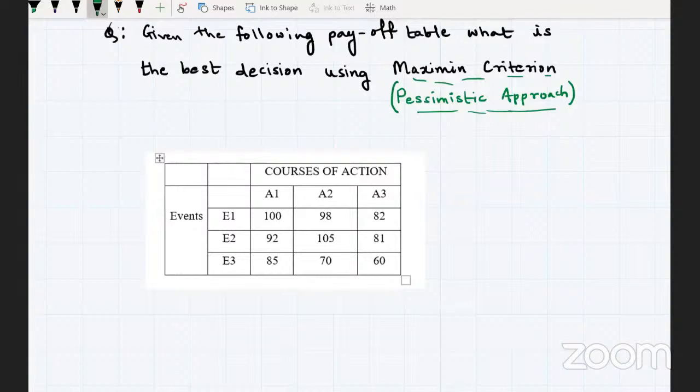Now, again, the question appears on the screen. Let us go to that situation. You are sitting with your mobile in your hand and the timer is there. The watch is running, the time is passing on, and this question appears on the screen. Given the following payoff table, what is the best decision using Maximin criteria? Always read the question very carefully. Now, which name will you pick up from here? Maximin. That is pessimistic approach, best out of worst.